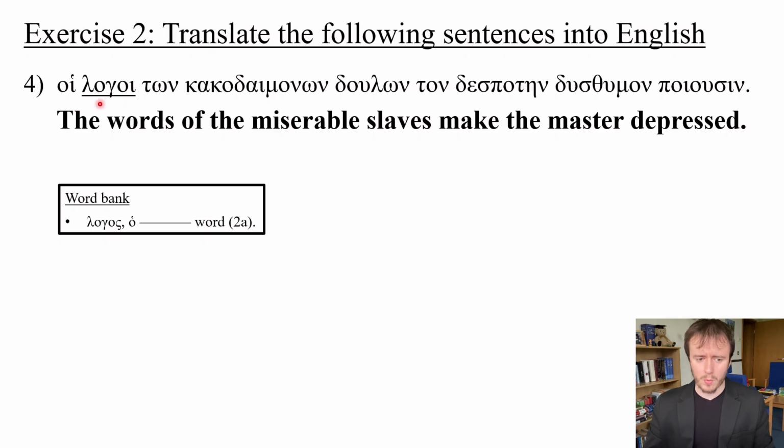So, the words of the miserable slaves, poiousin, make, ton despoten, the object of the making, the master, dustumon, depressed. So we had the master as the direct object, and then the adjective tells us how he is being made. He is being made dustumon, depressed.